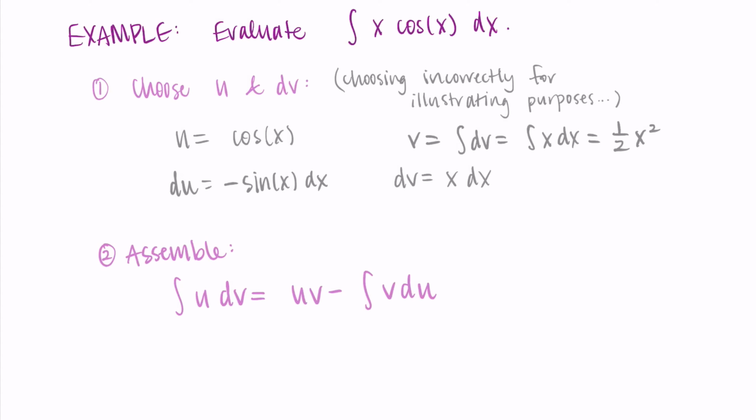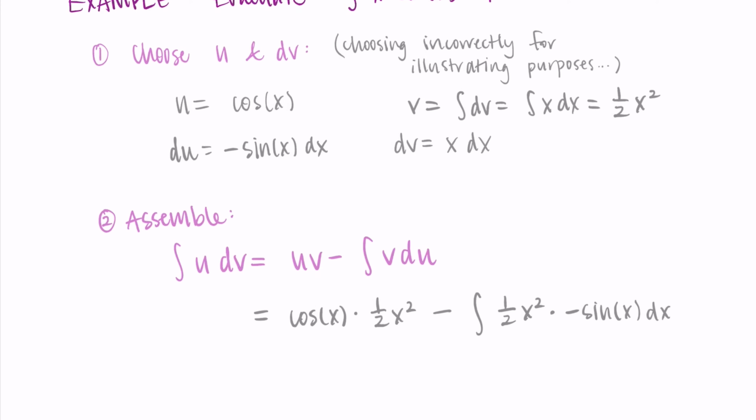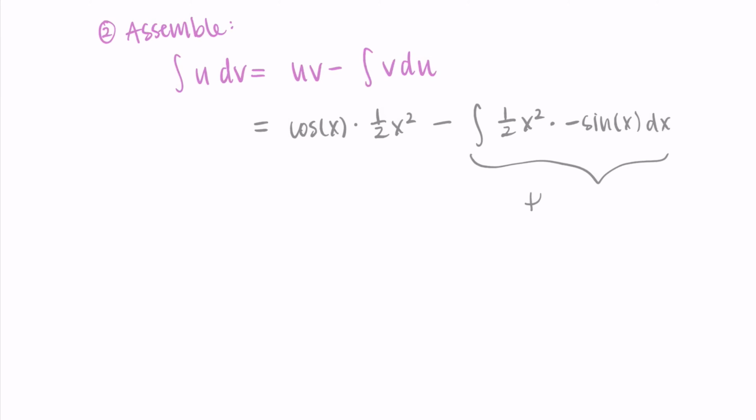Remember, I've done this wrong intentionally, so you're going to see that it doesn't really look very good when we start to write things out. So I have u times v, that's cosine of x times 1/2 x squared, and then I'm subtracting the integral, which is v, 1/2 x squared, times du, which is negative sine x dx. I'm left here with this new integral that doesn't really look any easier to solve if you ask me. I still have something with x's times a trig function, and I don't know how to integrate that. That was my problem to begin with, x times cosine of x.